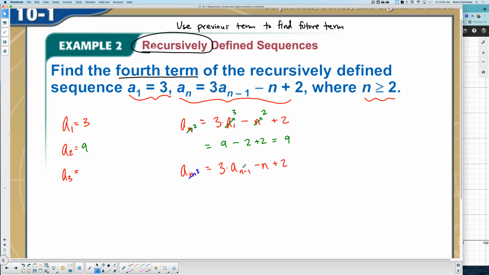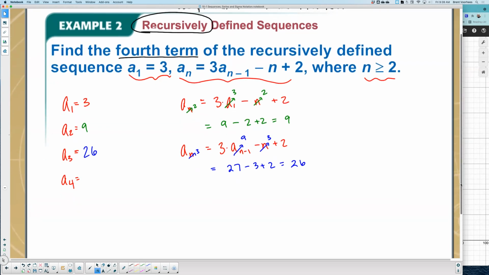So A3 is going to equal 3 times, this is going to be A2. Now, what is A2 equal to? 9 minus what's n? 3. Okay, so now let's simplify. N was 3, so that n is 3. What is 3 times 9? 27 minus 3 plus 2. What's 27 minus 3? 24 plus 2 is 26. That's our third term. We're going to do this one more time. We need to find our fourth term.